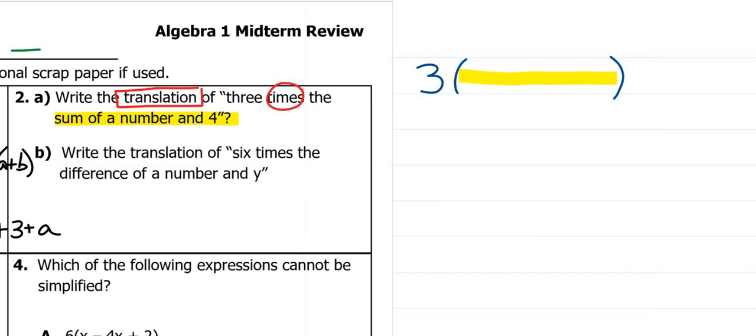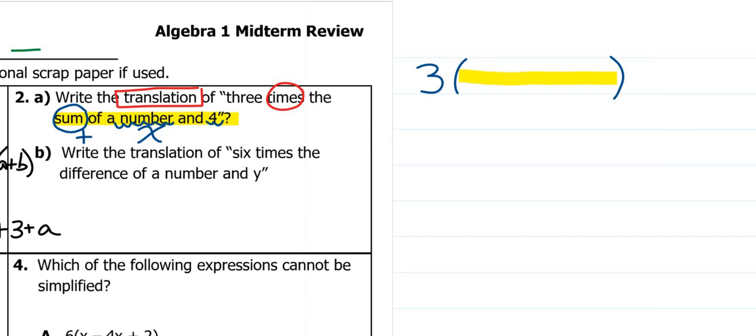Well, a couple of vocab words that we have to know here. Sum means addition. So you're going to be adding things together. So the sum of a number and 4. When they say a number and they don't tell you what that number is, you can give it a letter, a variable. So I could use the letter N for number, or a very common one that we see all the time is X. So the sum of a number and 4.